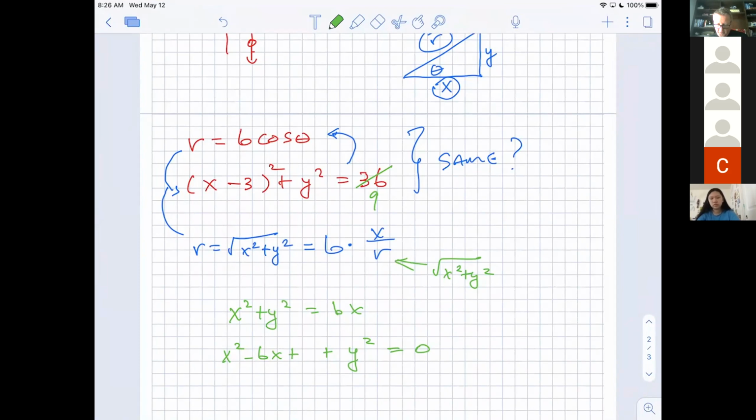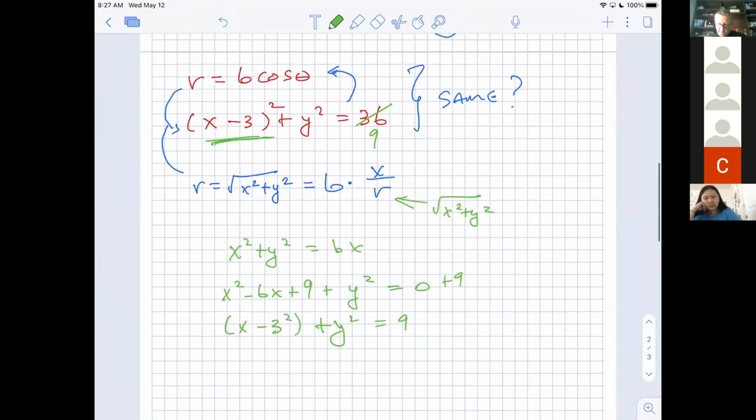So to get this to look like this, then wouldn't I have to add 9 to this side so that x squared minus 6x plus 9 is a perfect square, which can now be written in this form? And if I add 9 to that side, I've got to add 9 to this side. Notice now it's in the right form. These equations are the same.